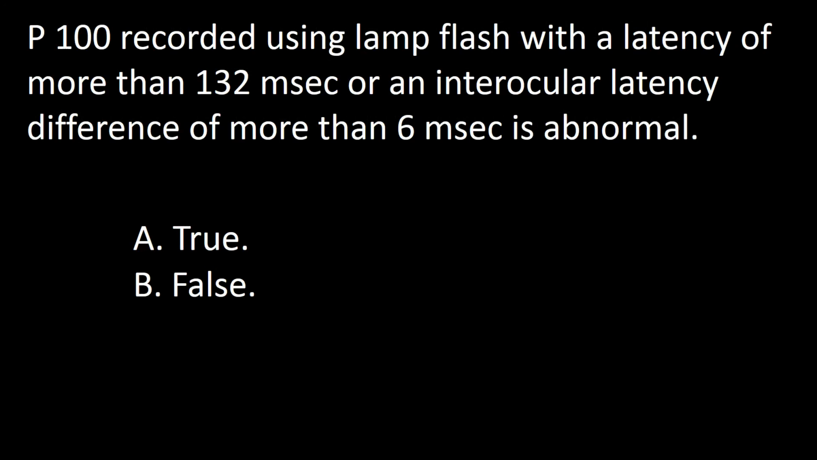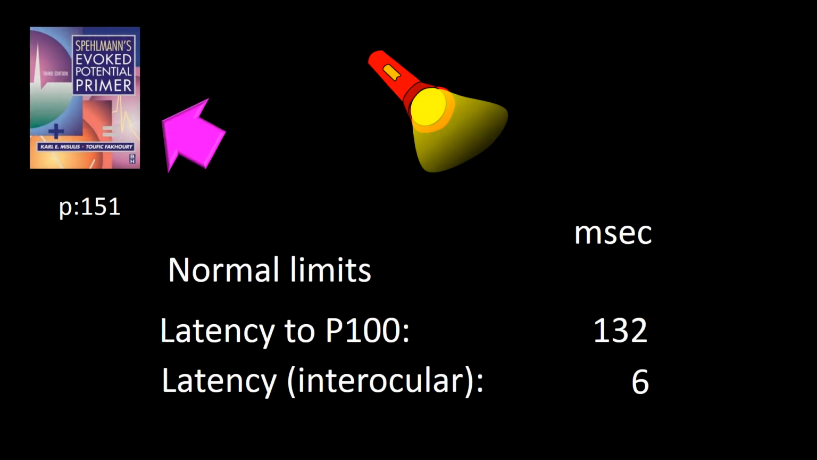Next question. P100 recorded using lamp flash with a latency of more than 132 milliseconds or an interocular latency difference of more than 6 milliseconds is abnormal. A, true. B, false. The closest I got to a straight answer about normalcy in flash VEP was in the Evoked Potential Primer.